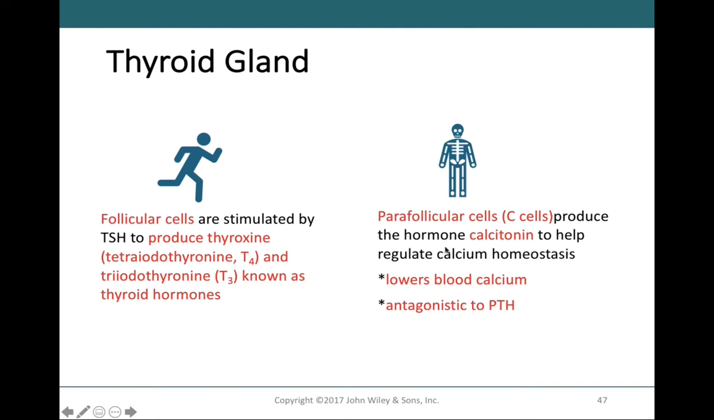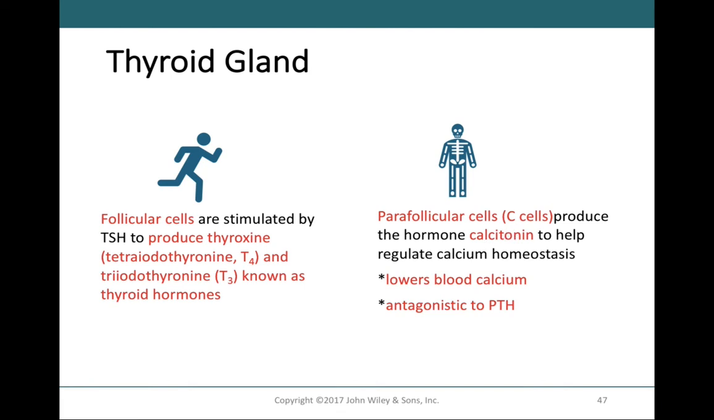Now the parafollicular cells, which I did mention on the last slide, are not found in the parathyroid gland; they are found in the thyroid gland. Those are also known as the C cells, and in fact that's what I prefer to call them. They are C cells because they produce a hormone known as calcitonin. So that's a nice little way to remember what the parafollicular cells release, which is calcitonin.